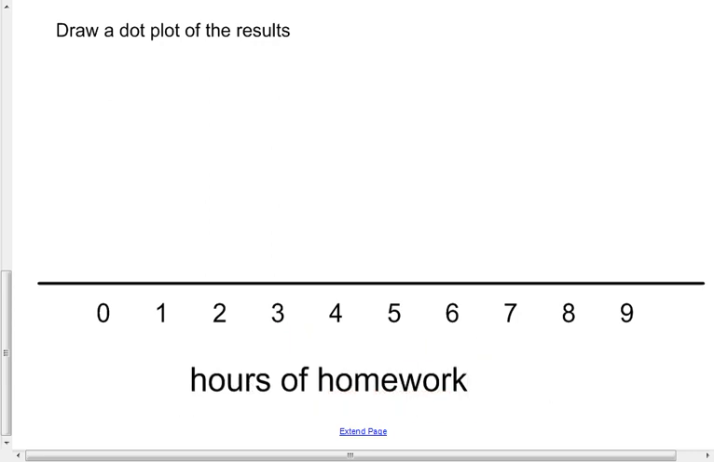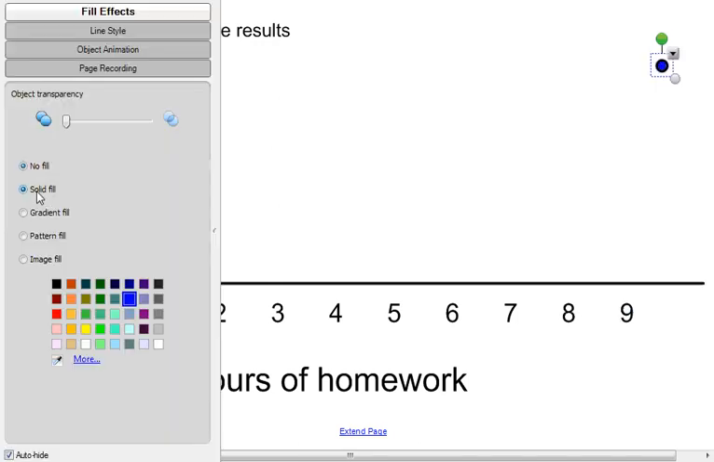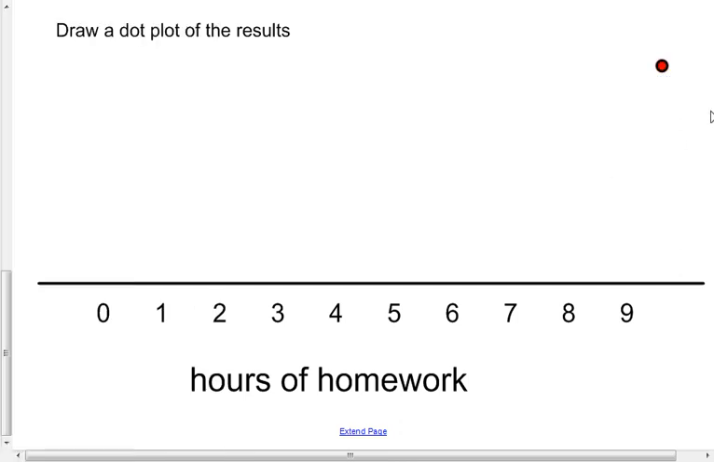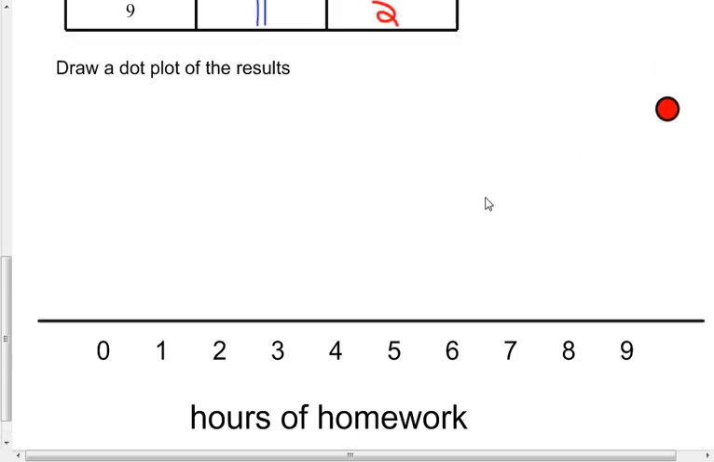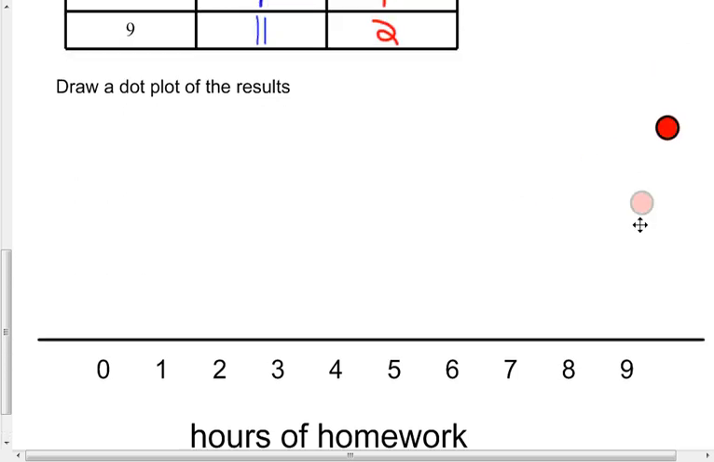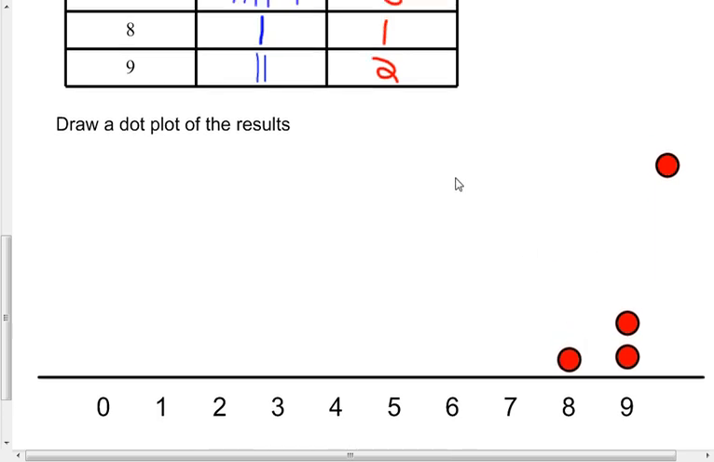All right. So now we're basically just going to take dots or circles to represent the number of students for each amount of homework time. So I'm going to fill these in. Let's make these red. It doesn't matter what color you make these dots, it's fine. So it looks like there's 2 students who spent 9 hours on homework. So 1, 2. Only one student spent 8 hours.